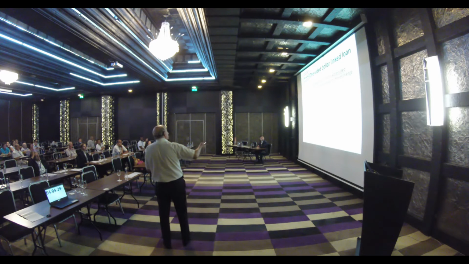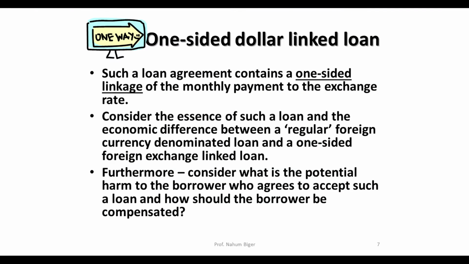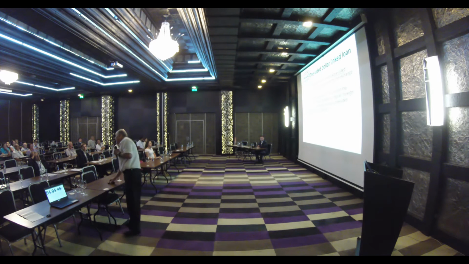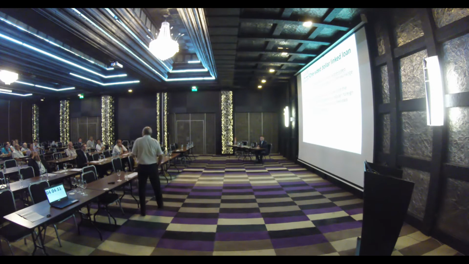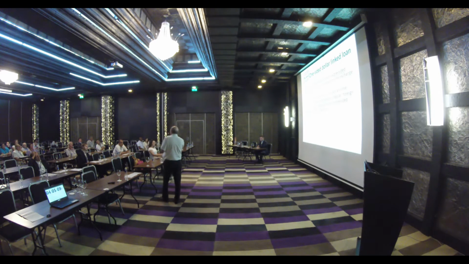Such a loan is a one-sided linkage of the monthly payment to the exchange rate, and basically we have here a problem. The person comes and says, well, it's unfair. In retrospect, it was unfair because now the exchange rate is much lower and I'm still paying according to the base rate, which I find kind of impossible. The lawyer asked me to provide some kind of help or an explanation as to what this situation is, and I started to think about it, and it turns out, of course, that you can formulate this arrangement as follows.